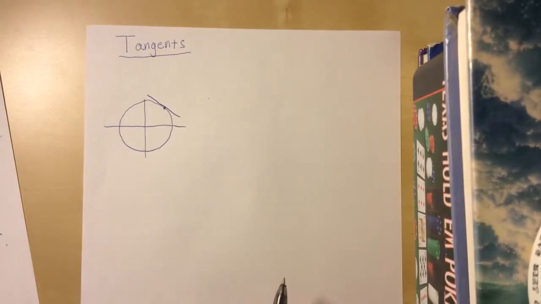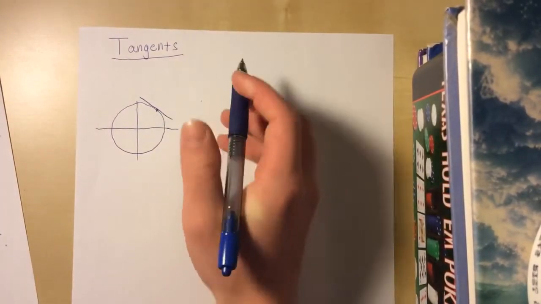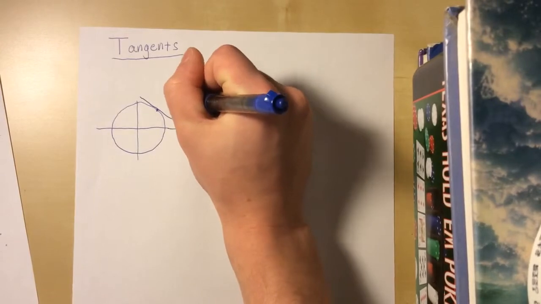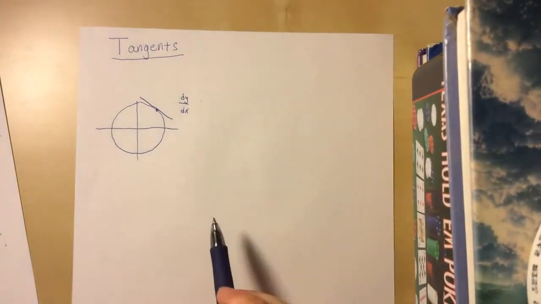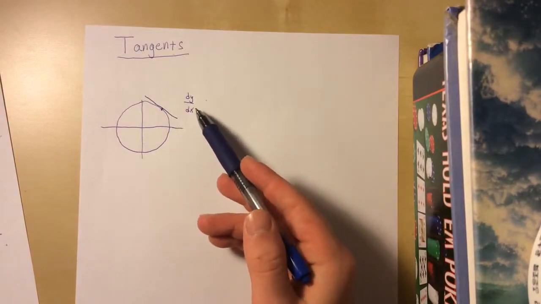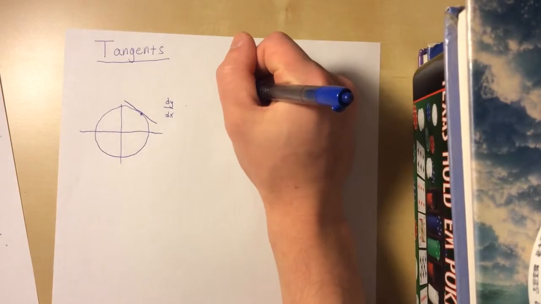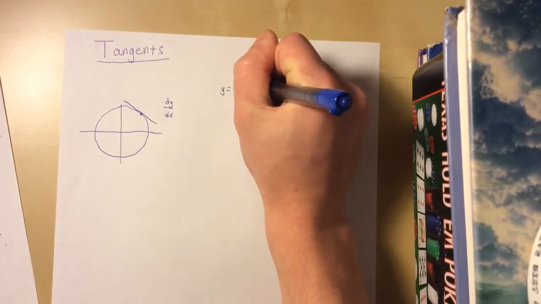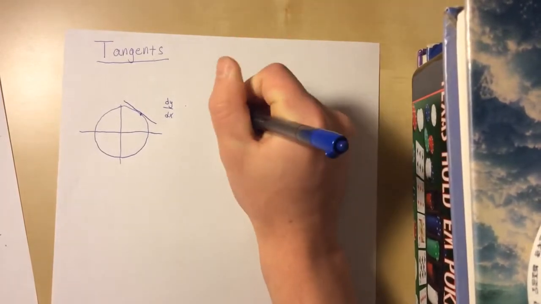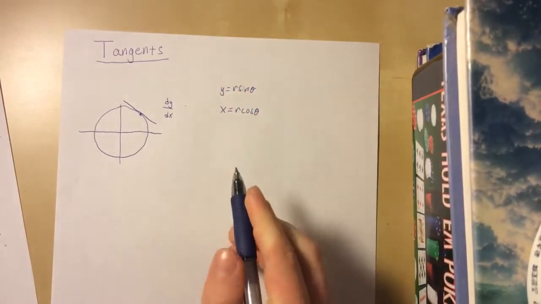So basically what we're going to do is use the fact that this slope is going to be dy dx. Now, a polar graph is in terms of r and theta, so we don't have this y and x. So we're going to have to use these identities that y is equal to r sine theta and x is equal to r cosine theta to find dy dx.